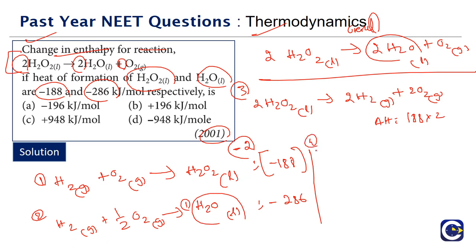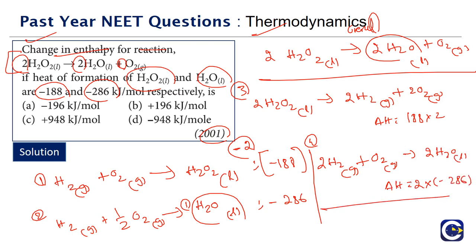By doing it we will get equation 4, let us say. So what is it? 2H2 plus O2, because half into 2 will be O2, will give rise to 2H2O liquid. For this, delta H is going to be 2 times of minus 286. This is our fourth equation. Now if we add the third and fourth, you can just check it. 2H2 will be cancelled. Here 1 O2 and 1 O2 is cancelled.